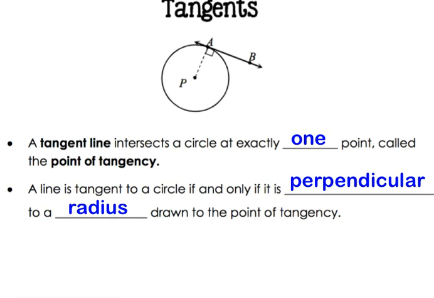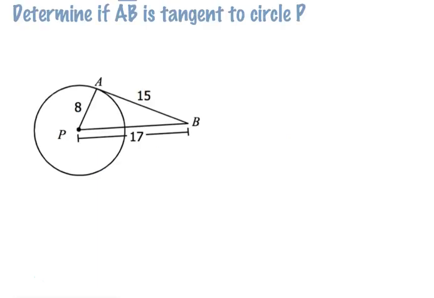And what's important about this spot is it's perpendicular to a radius. So what kind of a triangle could I draw here? Right. So what theorem do we typically use with a right triangle? Pythagorean theorem. That's what we're going to do a lot today. It's not hard.